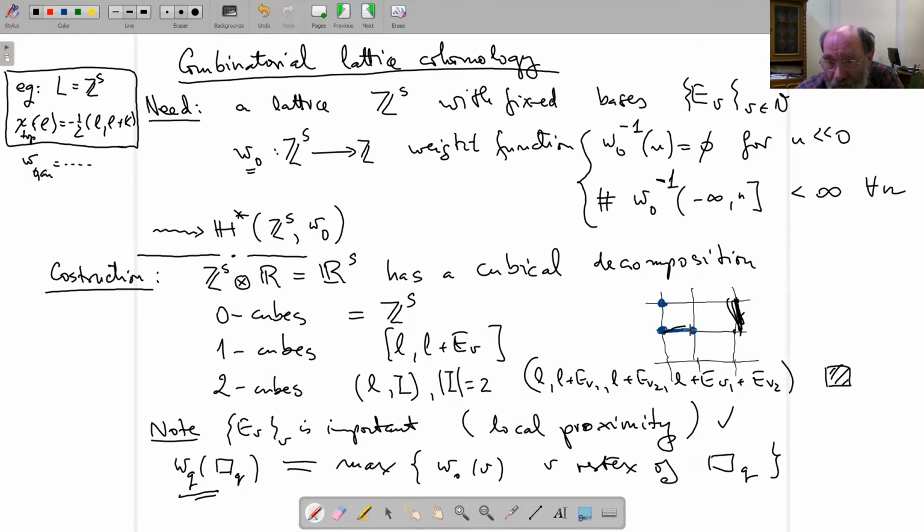But if I take a segment, the weight of the segment is the max of the 2 endpoints. If I take a square, then I take all the endpoints and the max of all the vertices. So it's rather arithmetical. This definition, usually, if I want to run even for the Riemann-Roch function, it's not so easy to handle all these weights. Let's see what we can do with this.